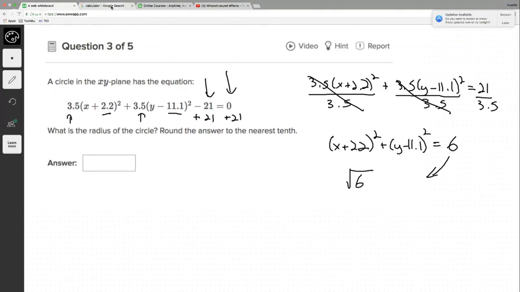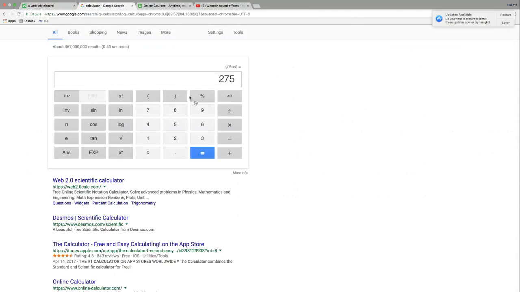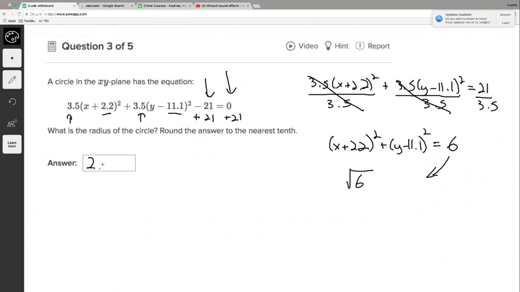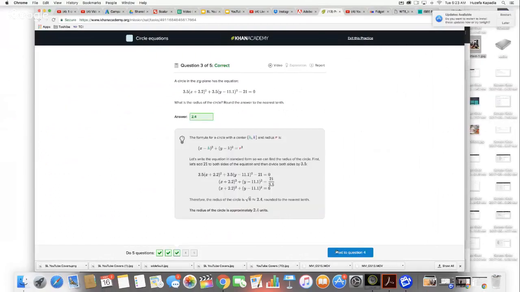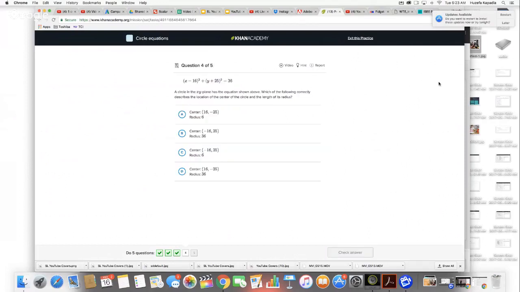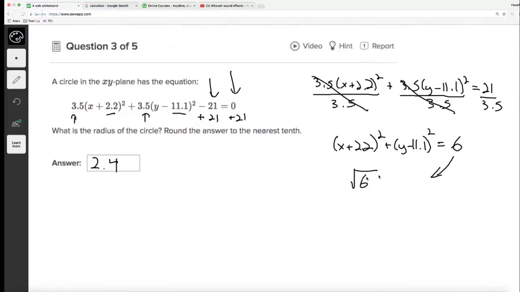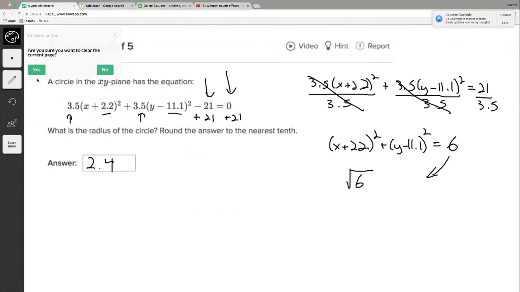So let's go ahead and plug it in over here. The square root of 6 is 2 point blah, blah, blah. But if we want the nearest tenth, it would just be 2.4, because we don't round up. So that would be it, 2.4. Now let's make sure we did everything right. Let's plug it in and see what they say. And that is indeed correct. Square root of 6, 2.4. Awesome. Okay, we've got 2 more problems left. Now we've got 4. Let's give this a shot here.